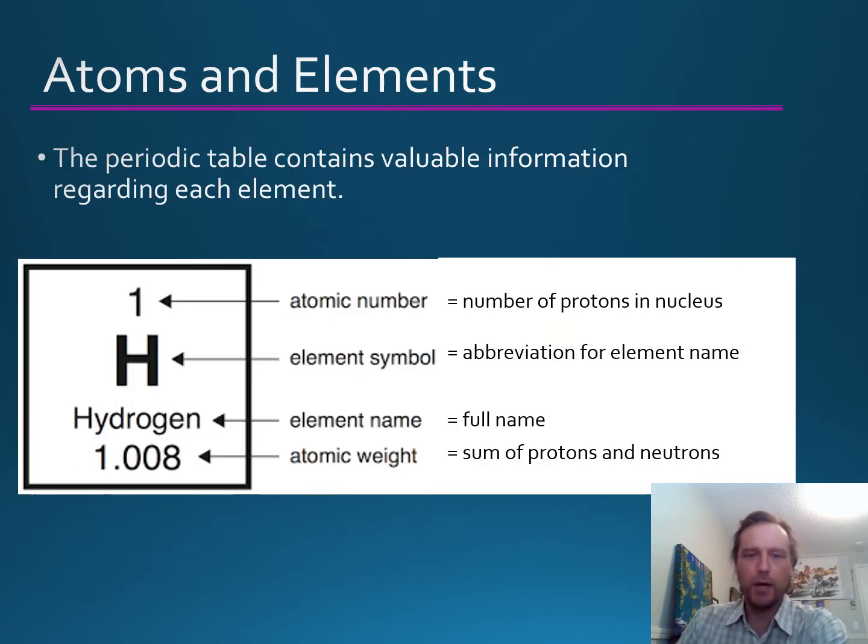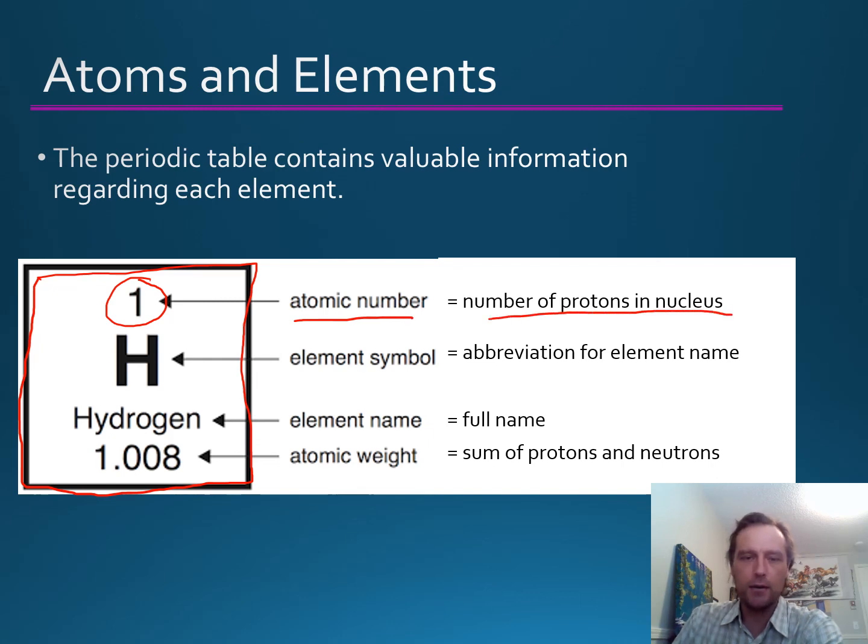Atoms and elements. The periodic table contains valuable information regarding each element, and you need to be able to read what all this stuff means. So number 1 at the top here, this is the element's ID card, this is what you would see. If you zoomed into the periodic table, you would see that each element has its own little square like this, and they all contain this information. So on the top is 1. That is its atomic number, or number of protons in the nucleus. So as I said, all hydrogen atoms have 1 proton in their nucleus.